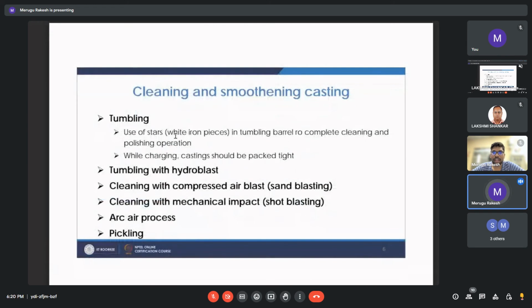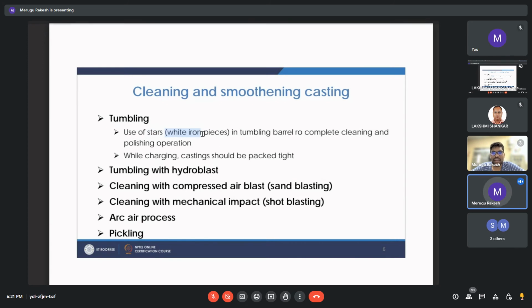Then come the knocking of the casting, and then the cleaning and smoothing. We have a process called tumbling, in which we put white iron pieces, also called stars. You might have understood from the last class that white iron is so hard that we cannot actually use it in practice.